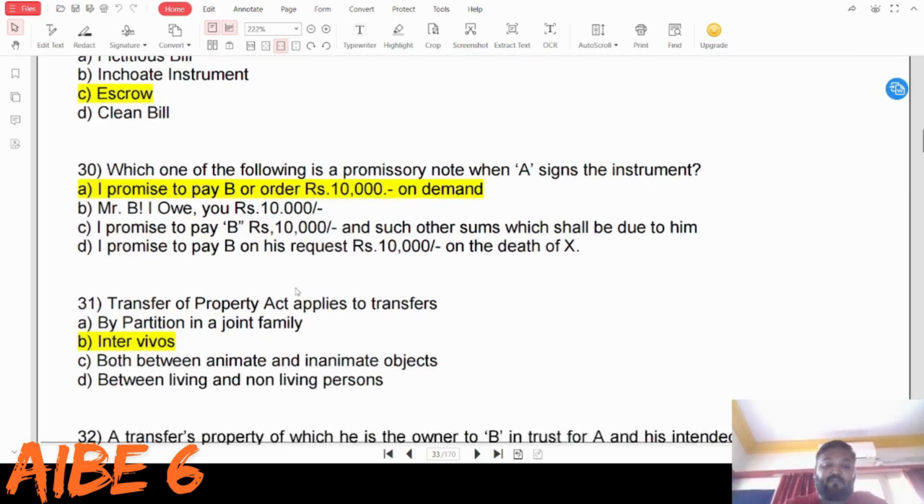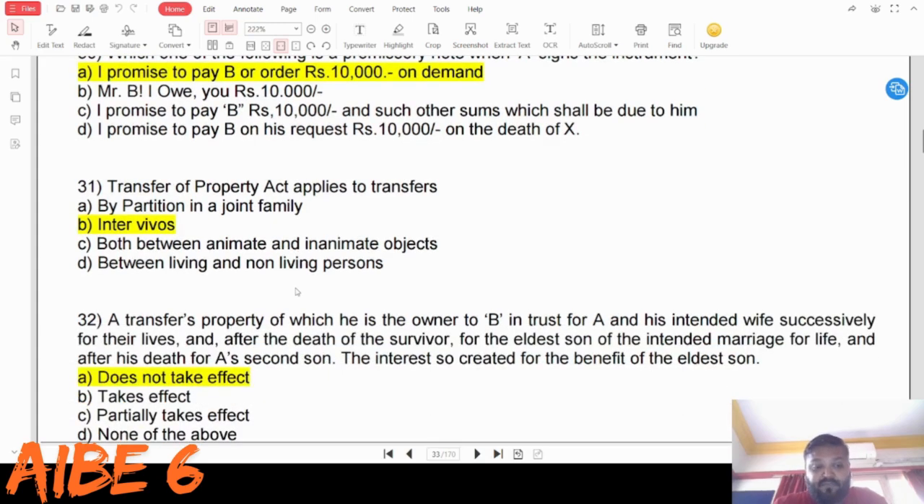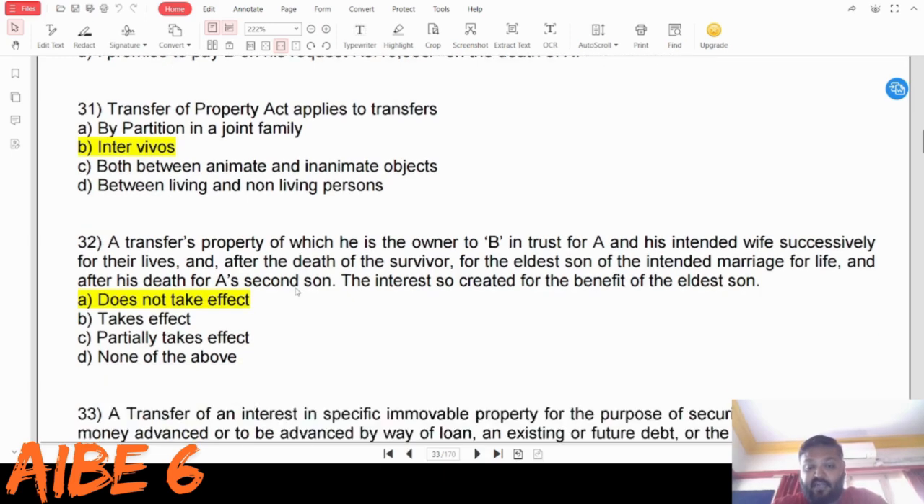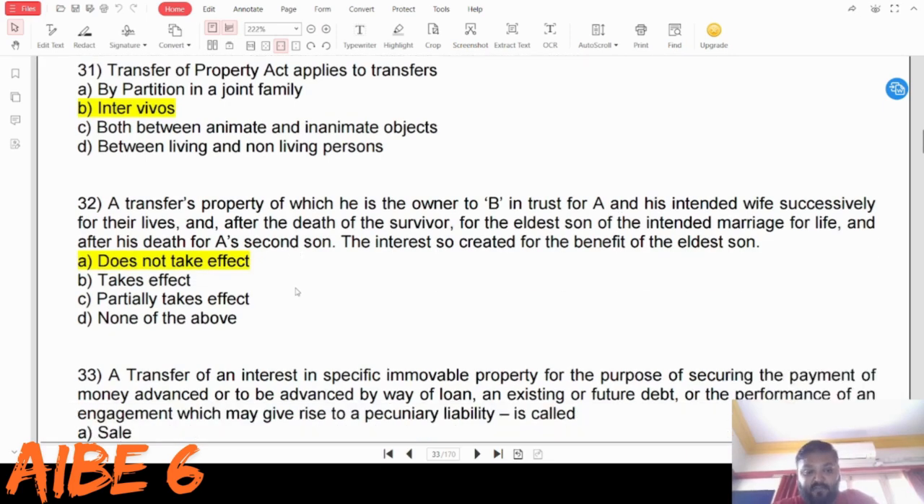Transfer of Property Act applies to transfers inter vivos. A transfers property of which he is the owner to B in trust for A and his intended wife successively for their lives, and after the death of the survivor for the eldest son of the intended marriage for life, and after his death for a second son. The interest so created for the benefit of the eldest son does not take effect.